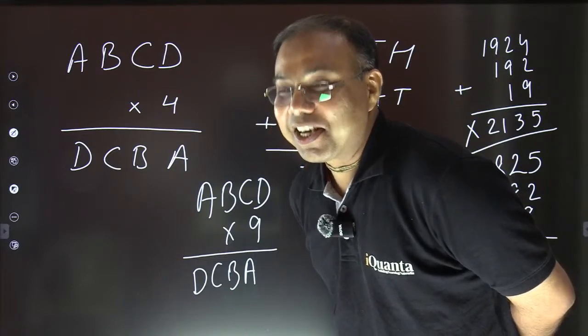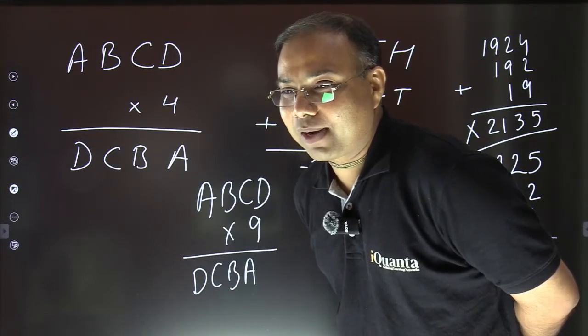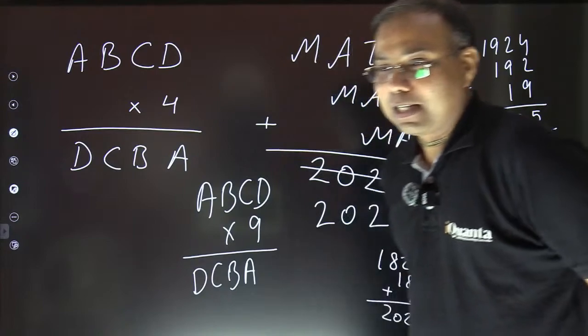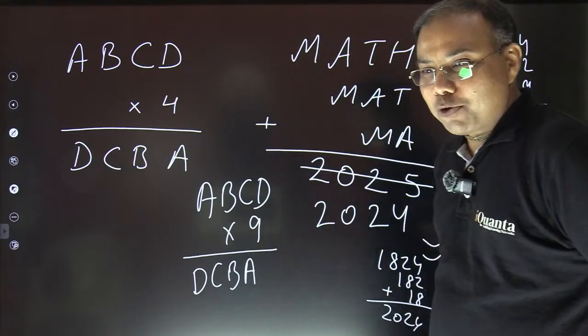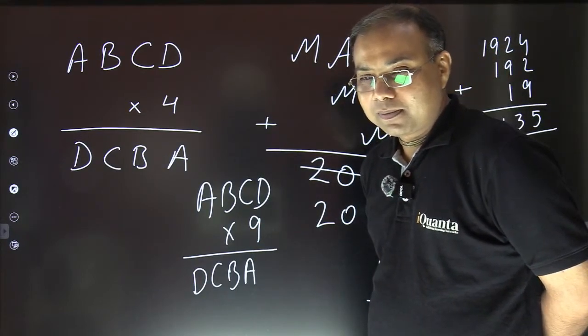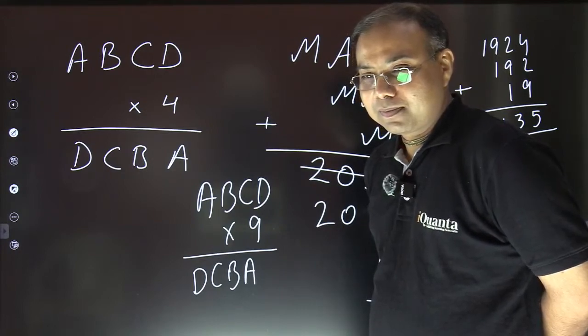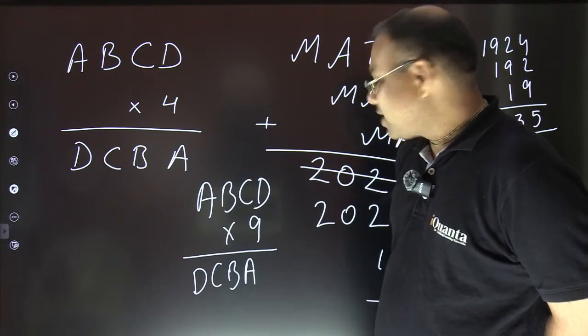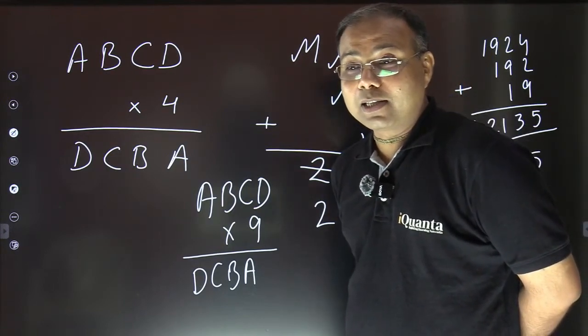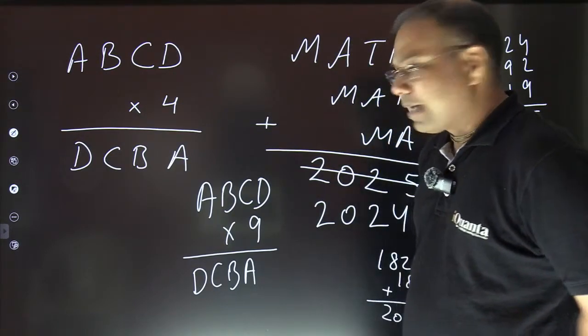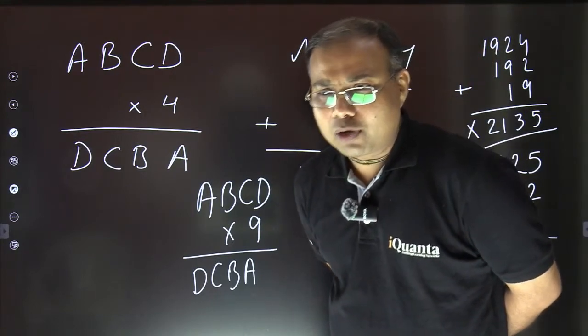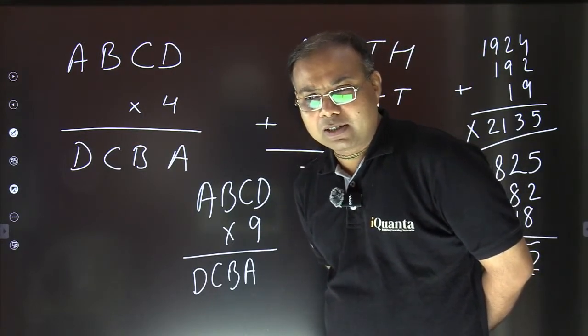Yes, 2178 and 8712, that's perfectly fine. That's the right answer. Now answer this one. Similar question. ABCD is multiplied with 9 and it turns out to be DCBA. Exactly same thing. I'm sure you don't remember this one. Have you done this one earlier?